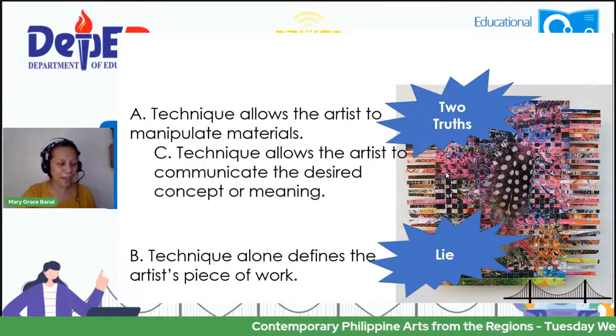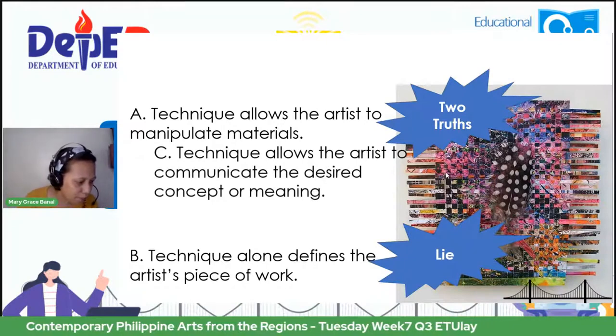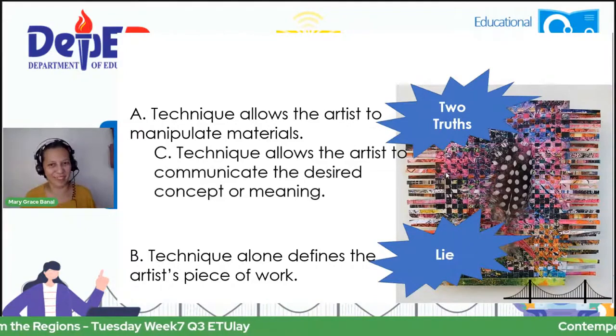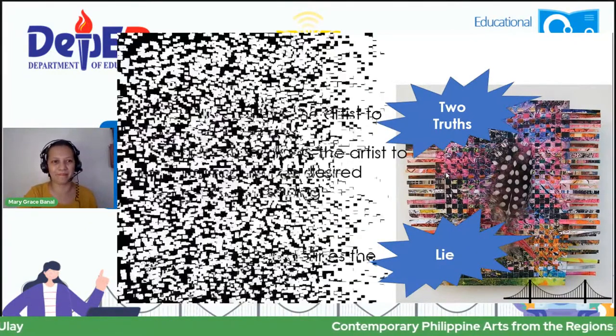There you go. Now let's proceed to the third item. So si Ma'am Marilu Dove Taminaya, she said A, C, truth, B, lie, and ma'am, you are correct. Okay, letter C, number 3, our last item.